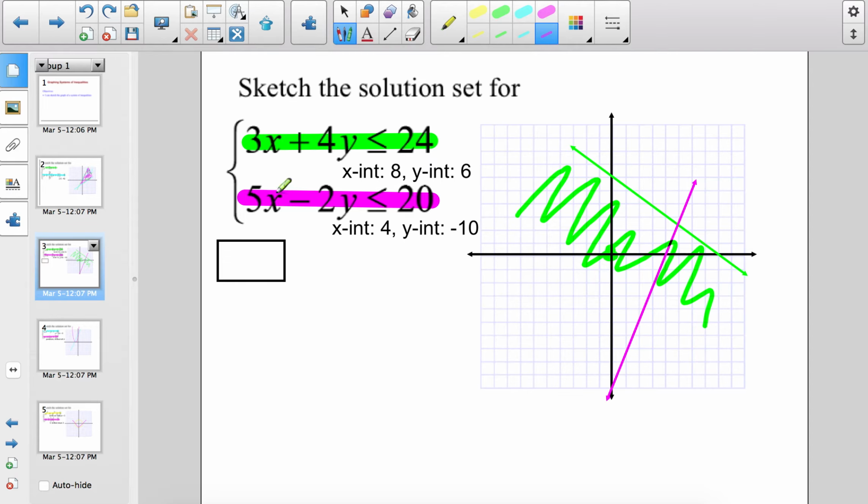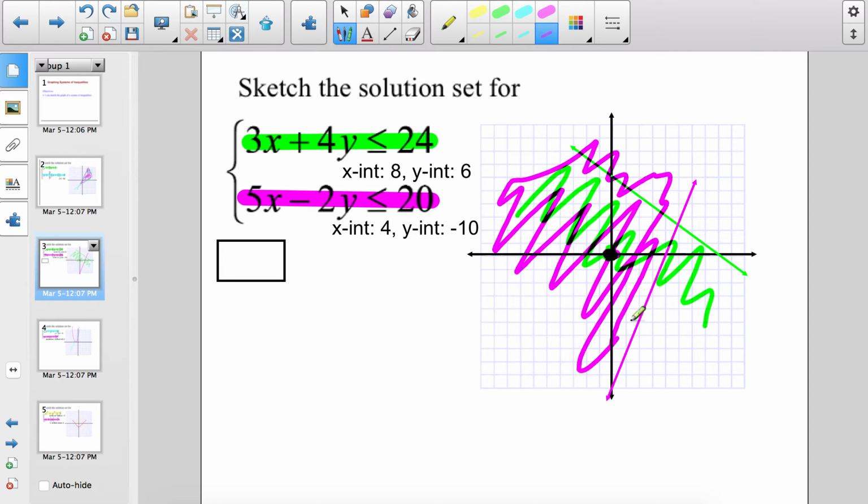Okay, let's try the same strategy for the pink graph now. Plug 0, 0 in. 5 times 0, 2 times 0. 0 minus 0 is 0. Is 0 less than or equal to 20? Yes, it is. So that means 0, 0 works. Of my two sides of the graph, you have kind of this left upper and this right lower. We're going to shade on this side of the graph. So all up here. Up here too, down here too.